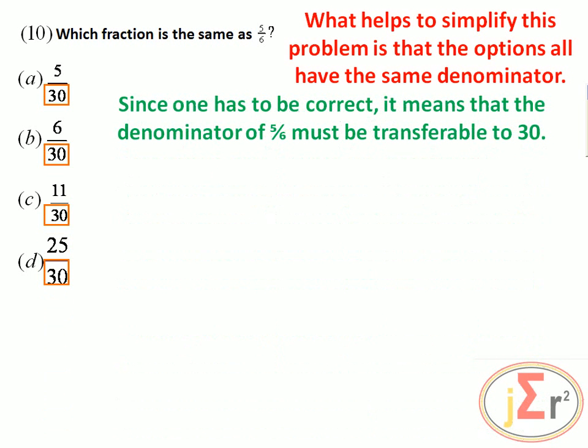Since one has to be correct, it means that the denominator of 5/6 must be transferable to 30. Let me see if Jerry can transfer it. 5/6. So the 6 must be transferred to 30. What number do you multiply 6 by, and the result is 30? 5. Right. So the common factor that you will multiply both numerator and denominator by is 5.